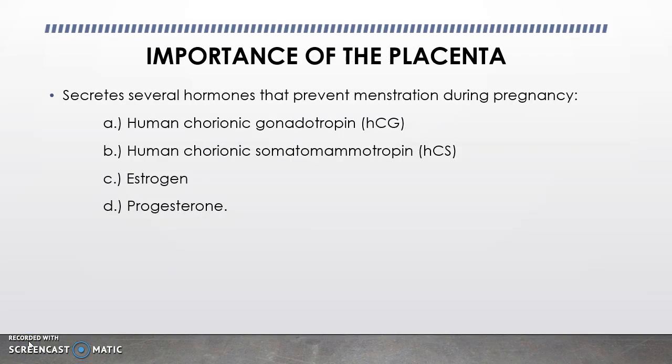The placenta secretes several hormones that prevent menstruation during pregnancy: the human chorionic gonadotropin, otherwise HCG hormone, the human chorionic somatomammotropin, otherwise HCS hormone, the estrogen, and progesterone.